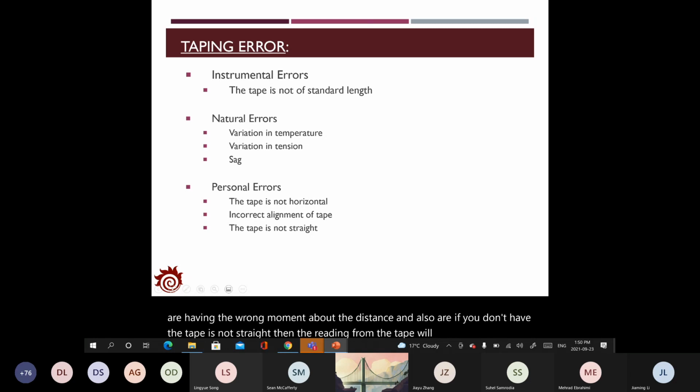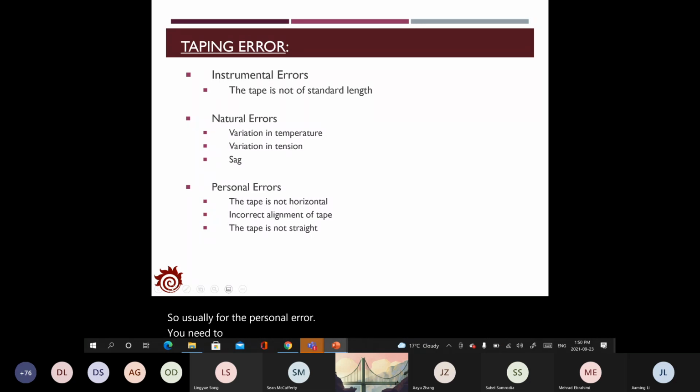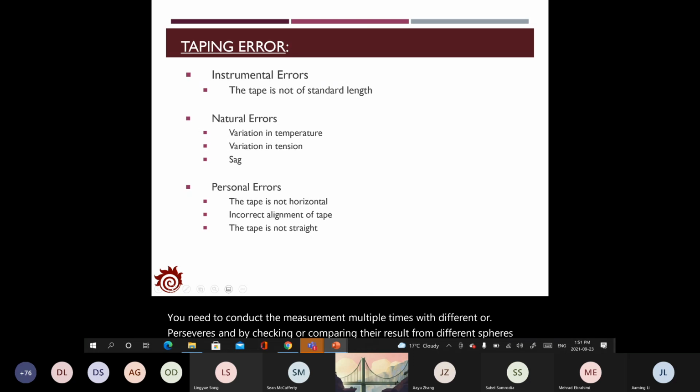So usually for the personal error, you need to conduct the measurement multiple times with different surveyors. By checking or comparing the results from different surveyors, you can easily identify the personal error. And there's a way for you to eliminate some personal errors.